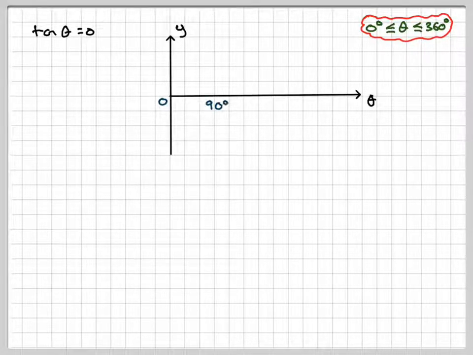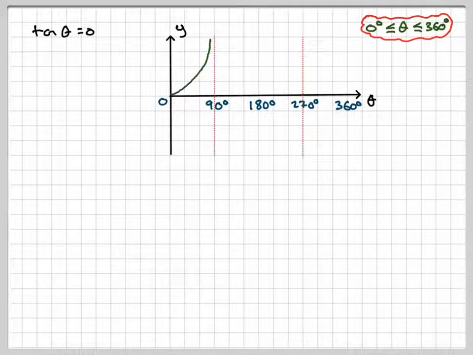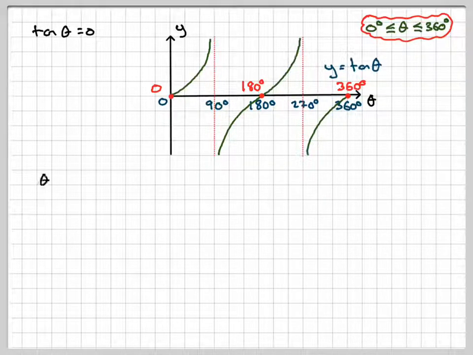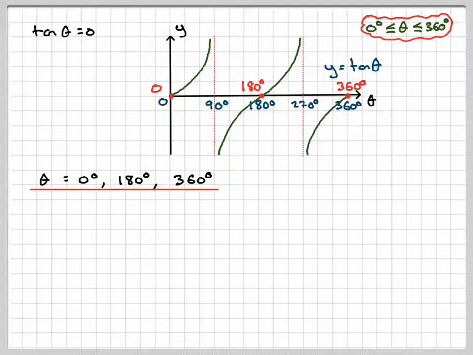One way to do it is to have a quick sketch of the graph of tan θ. There's an asymptote at 90 and 270, and the graph looks like this. And therefore it will be 0 here, here, and here. So that's going to be 0, 180, 360. So my answers will be θ is equal to 0, 180 degrees, and 360 degrees.